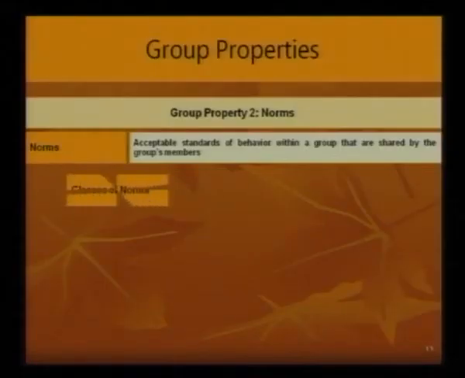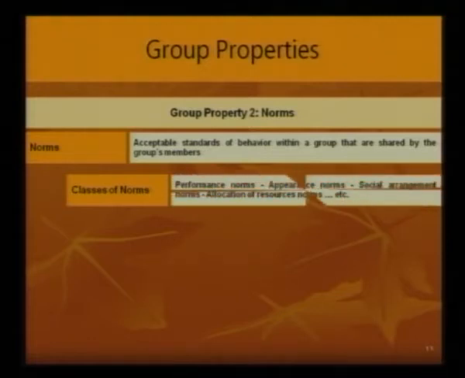Now, when you talk about the classes of norms, there are a lot of classes of norms. There are norms related to performance. There are norms related to social relations, how people communicate with each other, productivity, even appearance and other issues. So we are not talking here about 3 or 4 classifications. We are talking about a lot of classes of norms. It is going to cover all aspects of work.